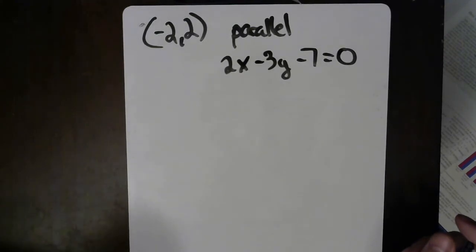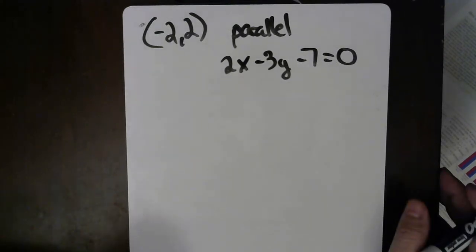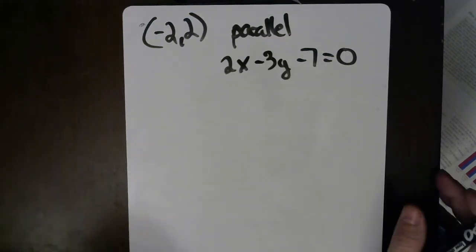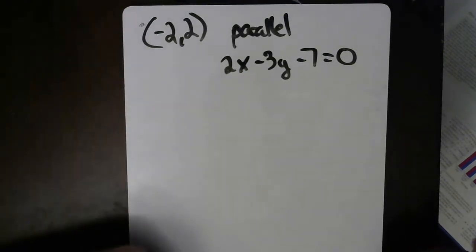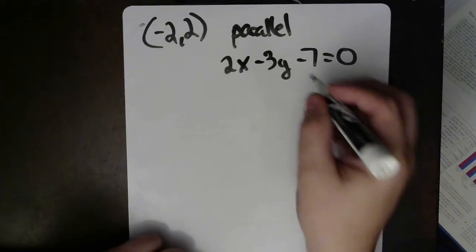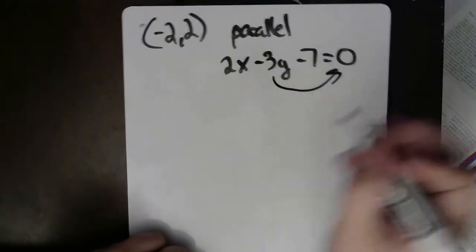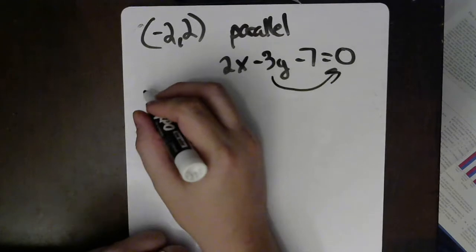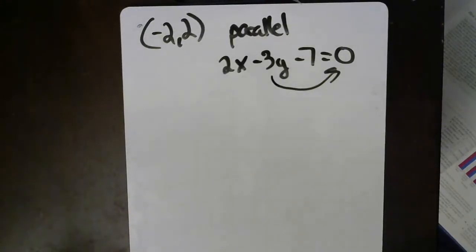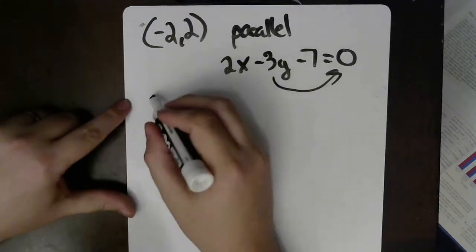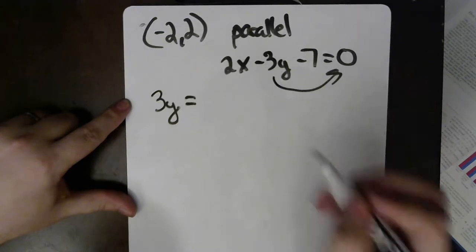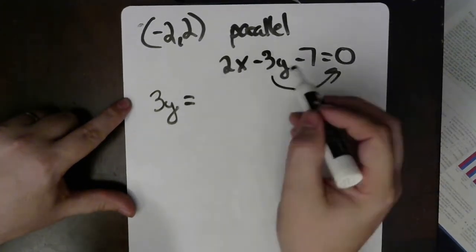Let's figure this out first. We don't know what the slope is, so we need to put it into y equals mx plus b. Give me a second to figure this out. All right, so let's figure this out. I'm going to switch my 3y over here, so I'm going to add 3y to both sides. That's going to give us 3y equals 2x, and we still have negative 7.